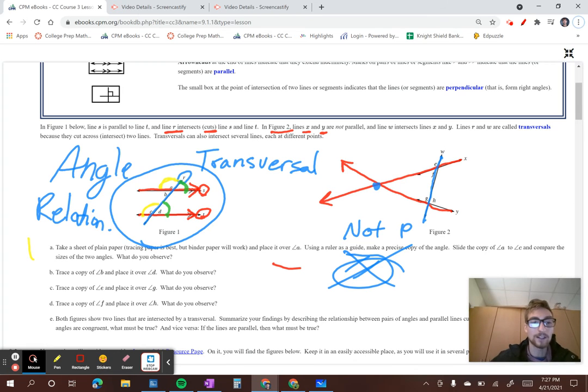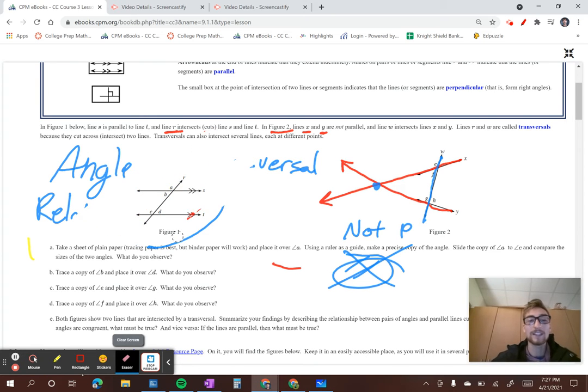It says, take a sheet of plain paper, tracing paper is the best, but binder paper will work, and place it over angle A. So let me get rid of all of this. I'm looking at figure 1 right now. And what I'm going to do is trace on my paper angle A. And then I'm going to take that piece and slide this angle that I just traced and put it over angle C, like put my paper directly over the top of angle C. And we're going to compare the two angles. And you're going to list what you observe once you do that.